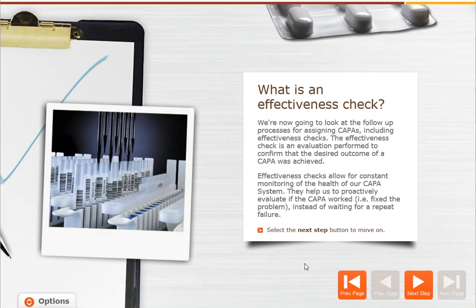What is an effectiveness check? The effectiveness check is an evaluation performed to confirm that the desired outcome of a CAPA was achieved. Effectiveness checks allow for constant monitoring of the health of our CAPA system.